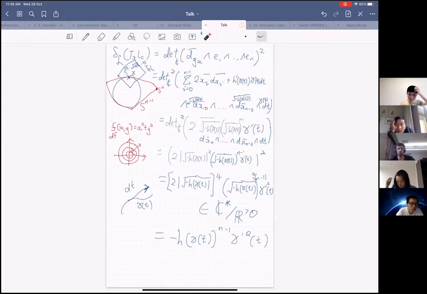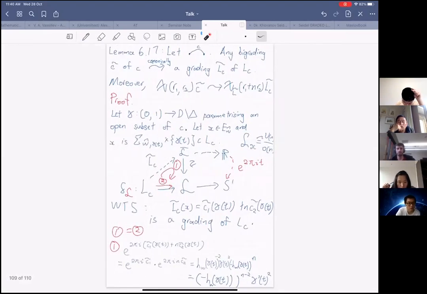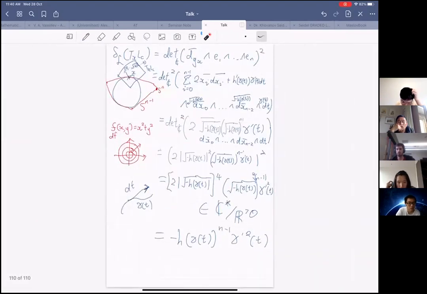The power is n minus 1. Wait, where is the n minus 2? Oh yes, I already combined one of them, so I should have n minus 2 left.